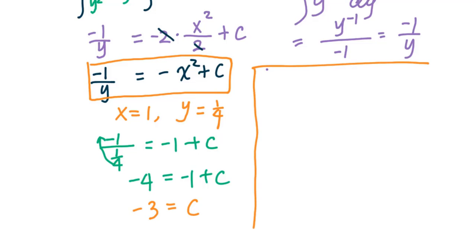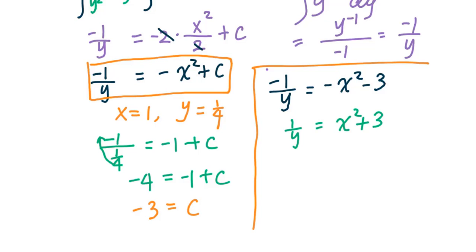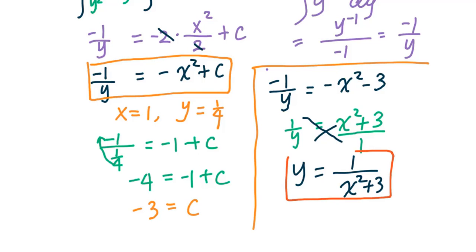So we can write down the form like this. Negative 1 over y equals negative x squared minus 3. Both sides we multiply by negative 1, get the opposite. 1 over y equals x squared plus 3. Then we do cross multiply. y equals 1 over x squared plus 3. This will be the solution to the question.